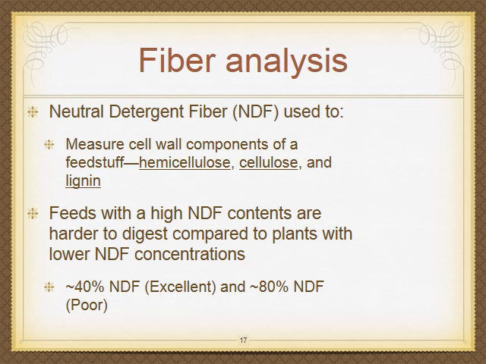And to give you a range, about 40% NDF is excellent. It's plant material that's low in hemicellulose, cellulose, and lignin, whereas about 80% NDF is poor. That's going to be a range with, for example, oat straw. It's going to have a lot of fiber. And forbs and browse species have a lower NDF compared to grass.